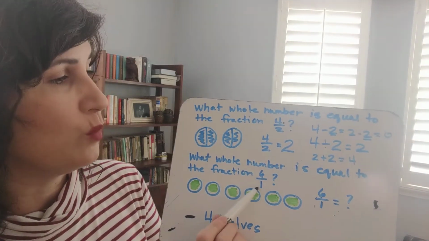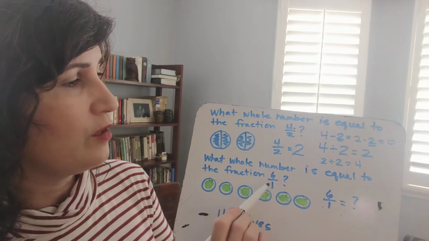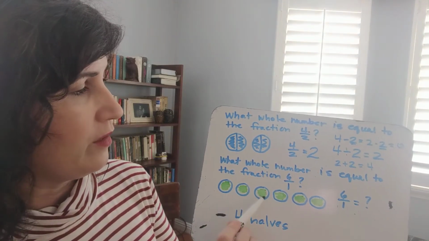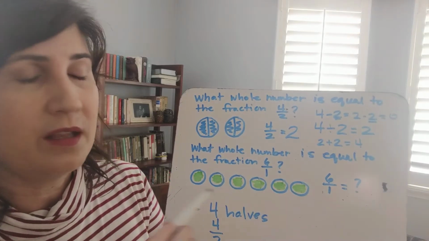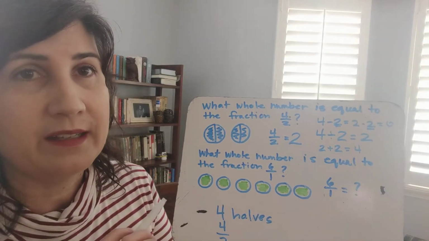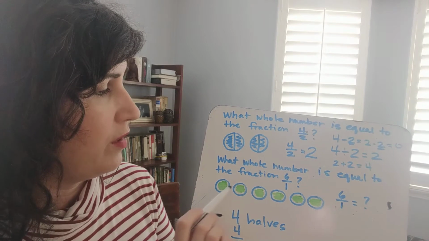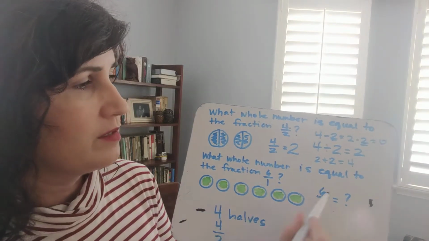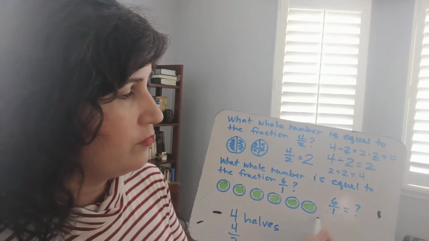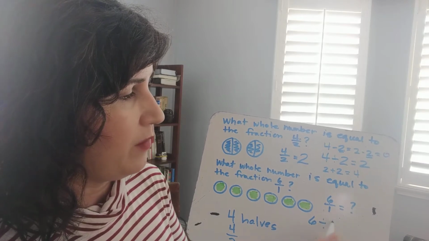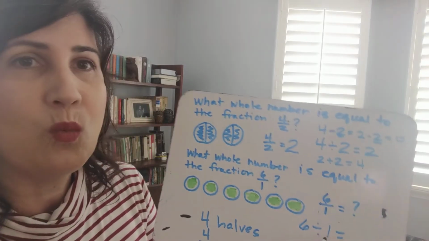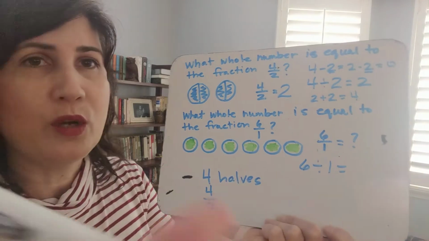We haven't talked about over 1 a lot. 6 over 1. So I see that there are 6 circles, all shaded. All of them are completely shaded. They are not divided. They're just 6 circles. So there are 6 wholes over 1 whole. So that would be like 6 divided by 1. How many times can 1 go into 6?